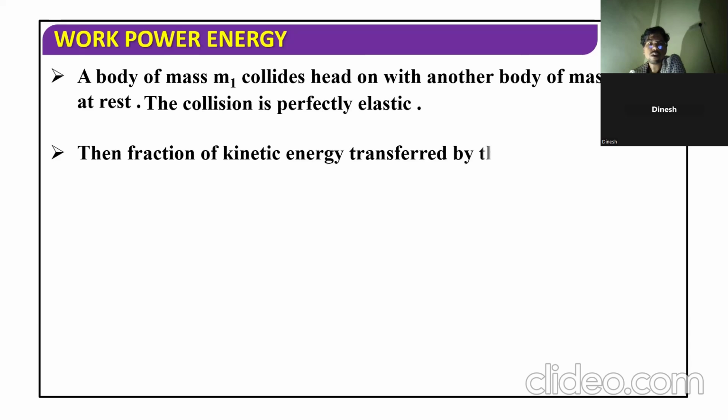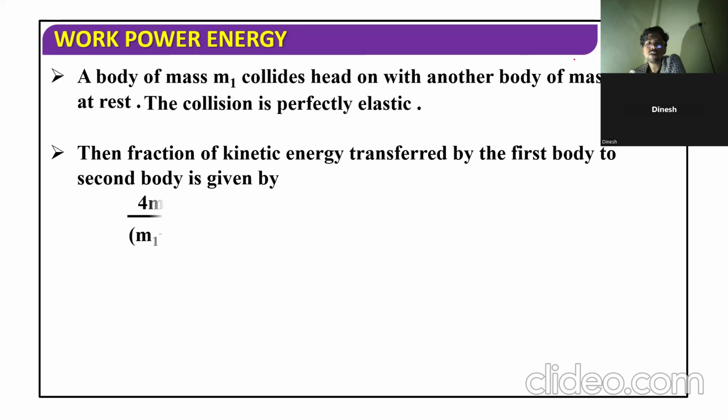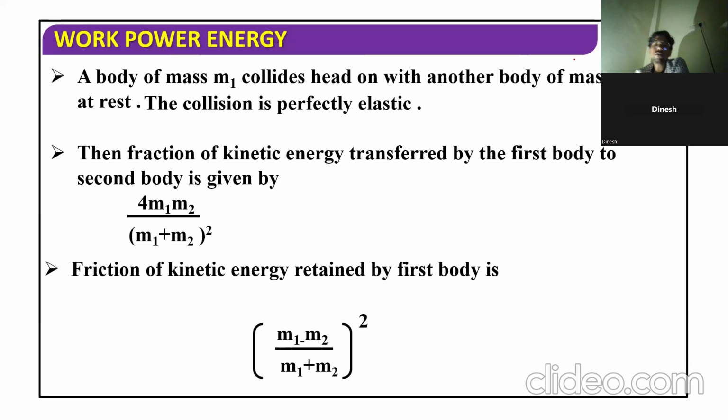So what is this? A body of mass M1 collides head-on with another body of mass M2 at rest. The collision is perfectly elastic. Then what is the fraction of kinetic energy transferred by the first body to the second body? Fraction means, you understand? How much kinetic energy is transferred by the first body to the second body divided by the total. Many questions are coming like this. You don't need to remember, later you will understand.